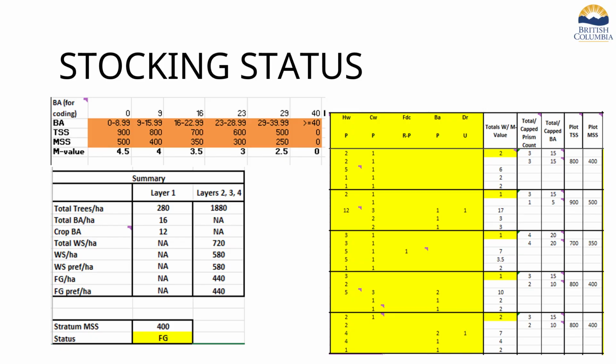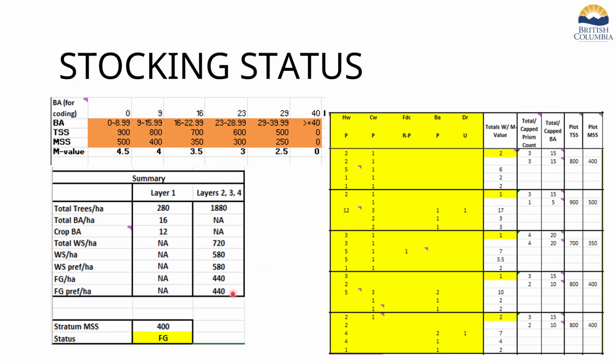Okay, with all that data summarized, we now have to make a stocking status decision. So it starts off with the stratum's crop basal area. So that's actually right here. This is 12. Now, the crop basal area for the stratum is going to set the stratum's minimum stocking standard. So 12, we're within this grouping right here, 9 to 15.99. So that makes our stocking standard 800, 400, and that automatically populates right here. Now, if our minimum is 400, then our well space density has to be above 400, and it is, it's 580. So we are at minimum SR.